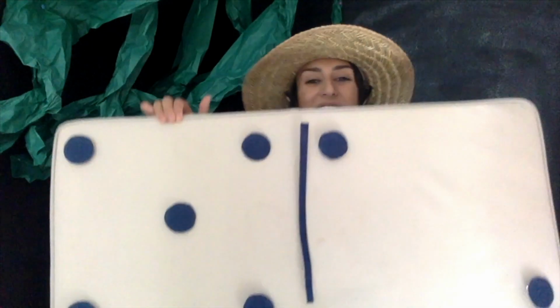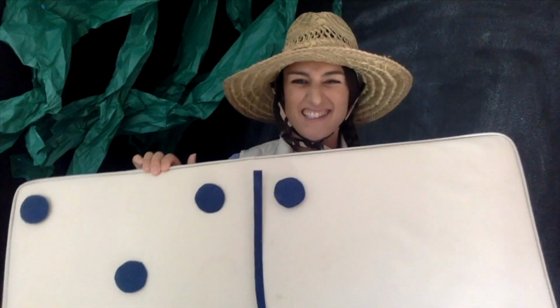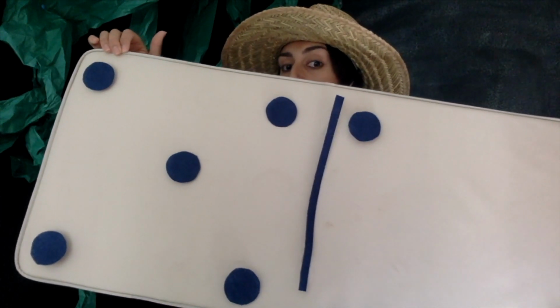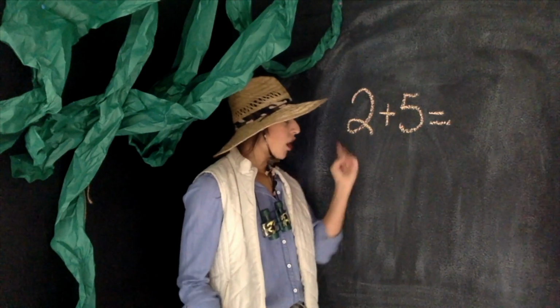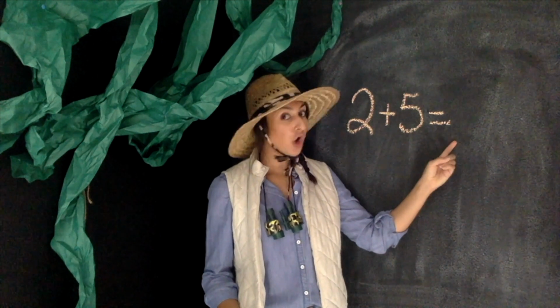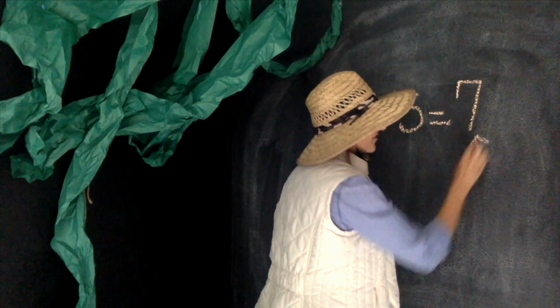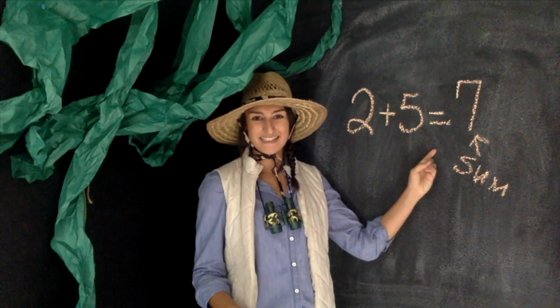All right, so let's start off like this. How many dots does this side of my domino have? 2. Awesome. Now, how many dots does this side have? 5. Genius. Let's take this and write it as a number sentence. 2 dots plus 5 dots equals 7 total dots all together, which is our sum. 7 is the answer to our number sentence.